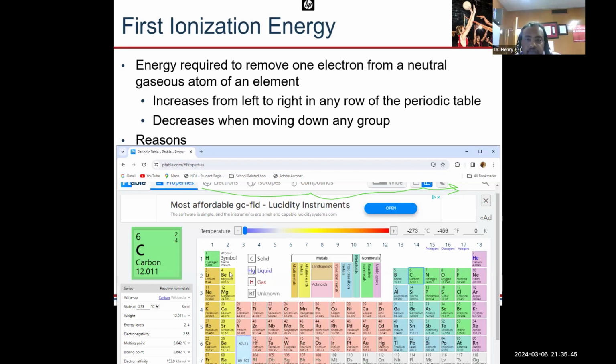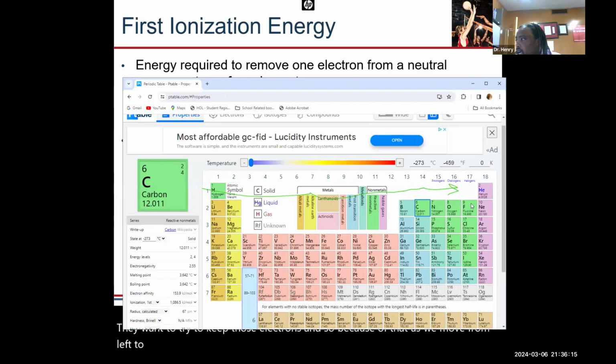The metals themselves like to lose electrons when they form ions. So they're okay with dropping one electron or two electrons, depending on where they're located. As we move across, these elements don't like to lose electrons. Their goal is to try to be like a noble gas, and it's harder for them to be like a noble gas if they're losing electrons. They want to keep those electrons. And so as we move from left to right, the ionization energy is going to get harder. It's harder to pull something that wants to keep it, right?